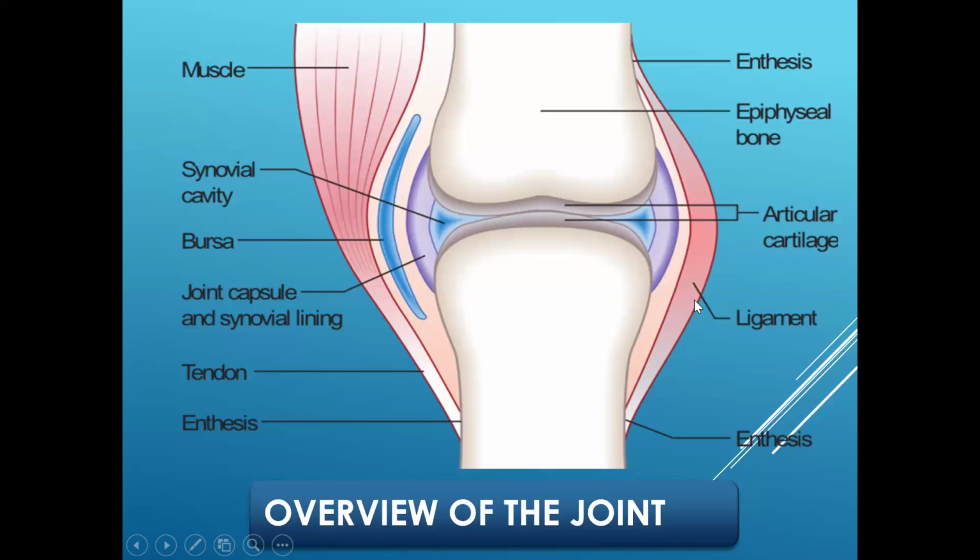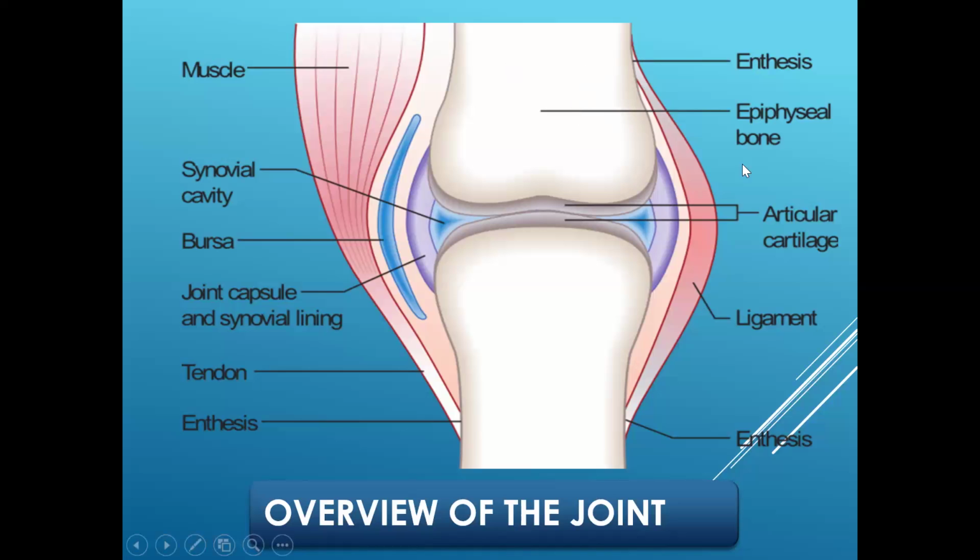Now, the next is ligaments. Ligaments are strong bands of connective tissues that connect bones to other bones. Now, look at this bone. It is this ligament that connects it to this bone, whereas tendons connect muscles to the bone, but ligaments connect bones to bone.